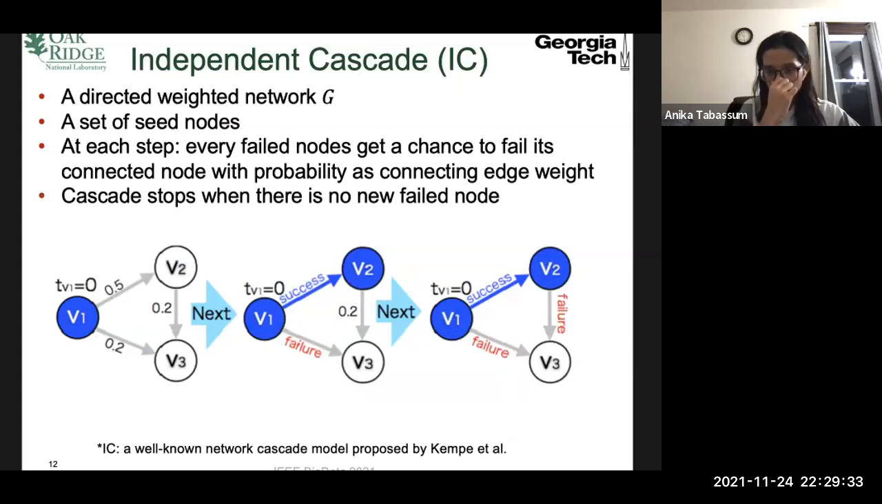For this cascade model, we consider the well-known independent cascade model, a network cascade model which can be applied on a directed weighted network. The idea is that it starts with a given seed of failed nodes, let's say V1, and then at each step, every failed node has a probability to fail its connected nodes, with the probability associated with its corresponding edge weight. So we aim to leverage such an independent cascade model for our failure cascade model.